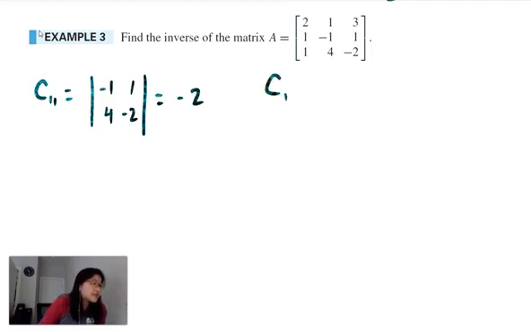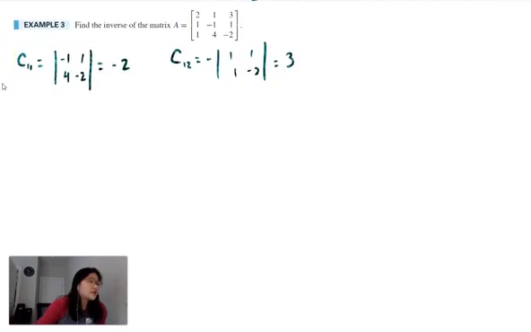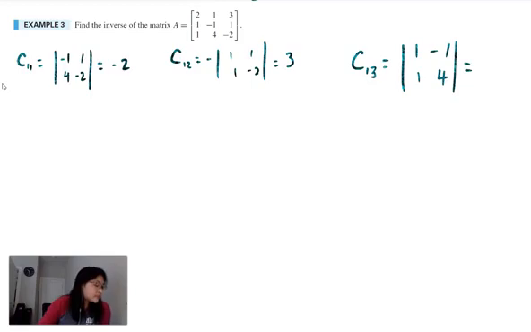And then our C1,2 is going to be negative, and then our determinant of 1, 1, 1, negative 2, and that's going to give us 3. And then, maybe I should zoom out a little bit so we can stay organized. And then C1,3 is going to be positive again, and our determinant of 1, negative 1, 1, and 4, which is 5.